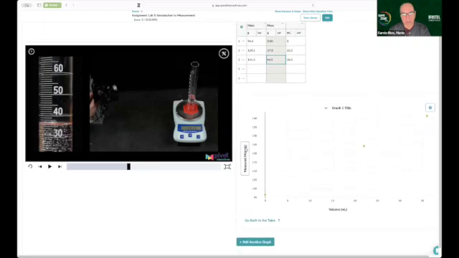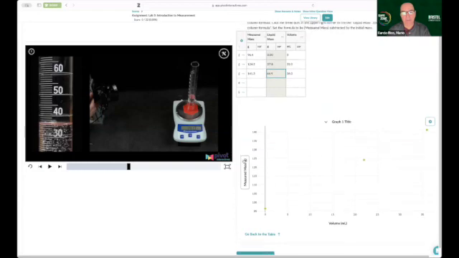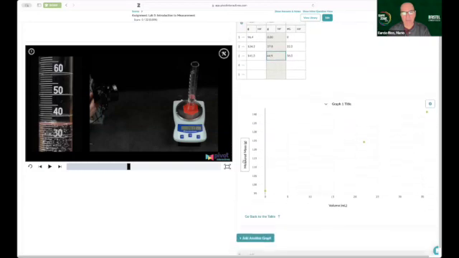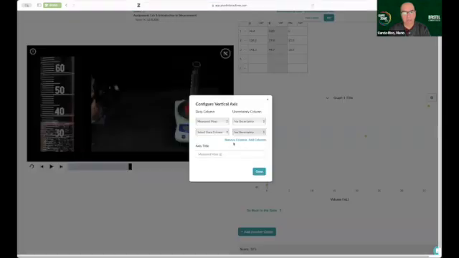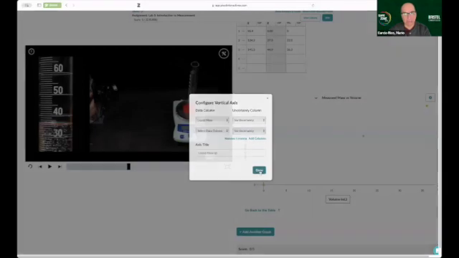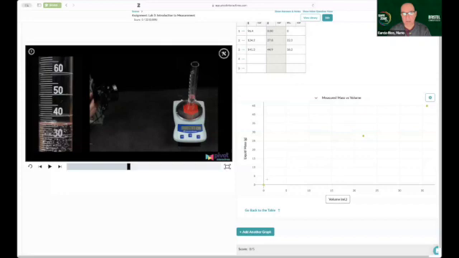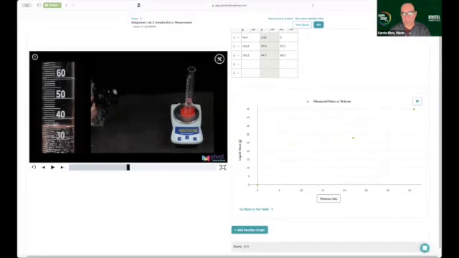Actually, now that I notice, this is actually measure mass, and I just want the liquid. So I'm going to change that by clicking on the label and changing this to liquid mass. And now I'm going to say, okay. And what I am plotting now is simply the mass of the liquid versus the volume of the liquid. One last thing that I want to show you.